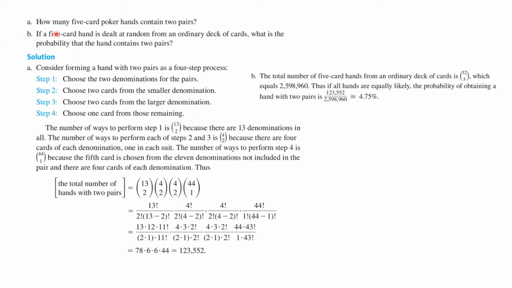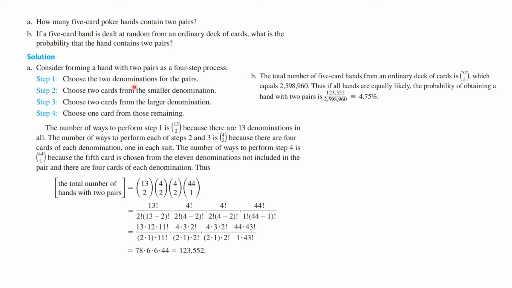Well, actually it is two pairs. I'm sorry. How many poker hands contain two pairs? And that means you have, for example, two aces and two deuces and another card. And then part B, we'll worry about later after part A.